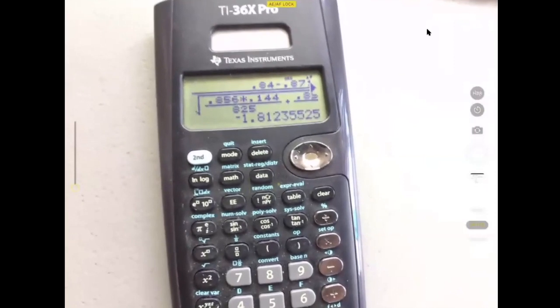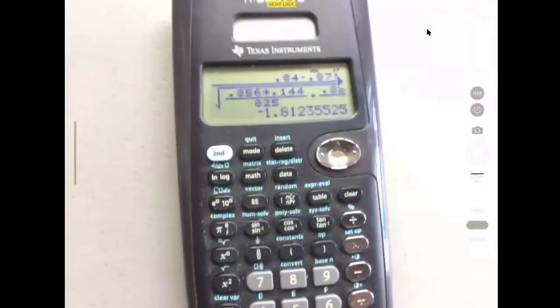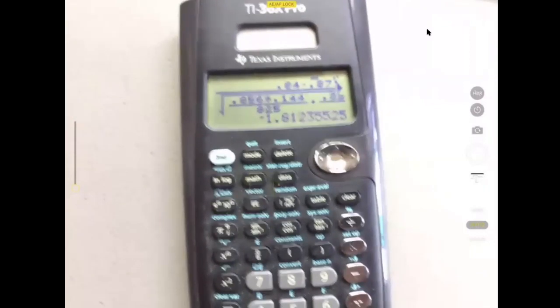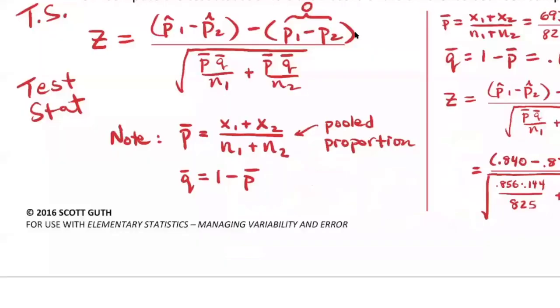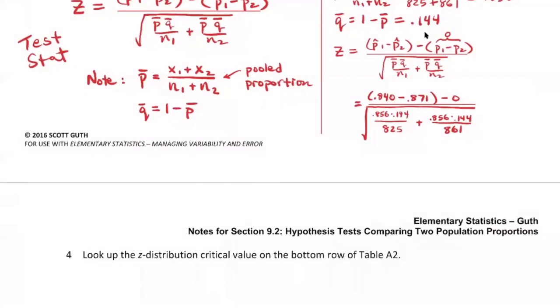So I'll say negative 1.81, I think. Okay. So is that statistically significant? Negative 1.81. It's almost 2 standard deviations apart between the boys and the girls, but it's not quite 2 standard deviations.